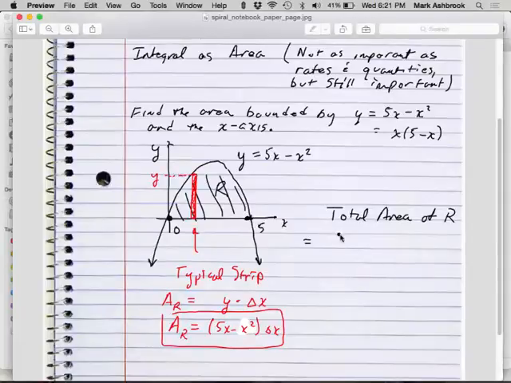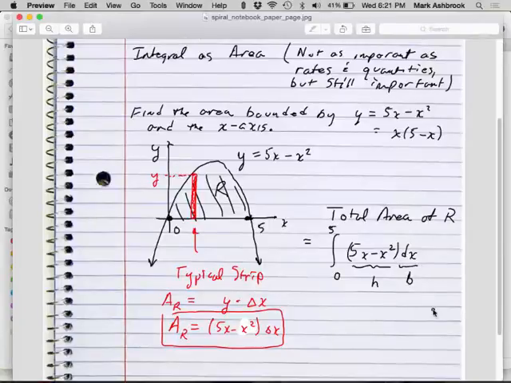That's our integral. So our integral from 0 to 5, and this still means sum. We're summing up all of these typical strips. So we write down typical strip, 5x minus x squared, summing up the area of a typical strip. This is height, and this is base.